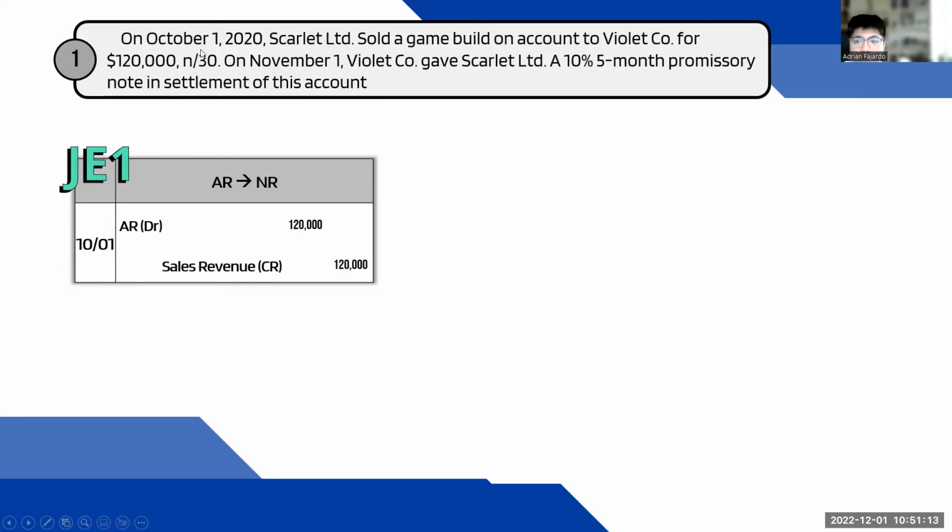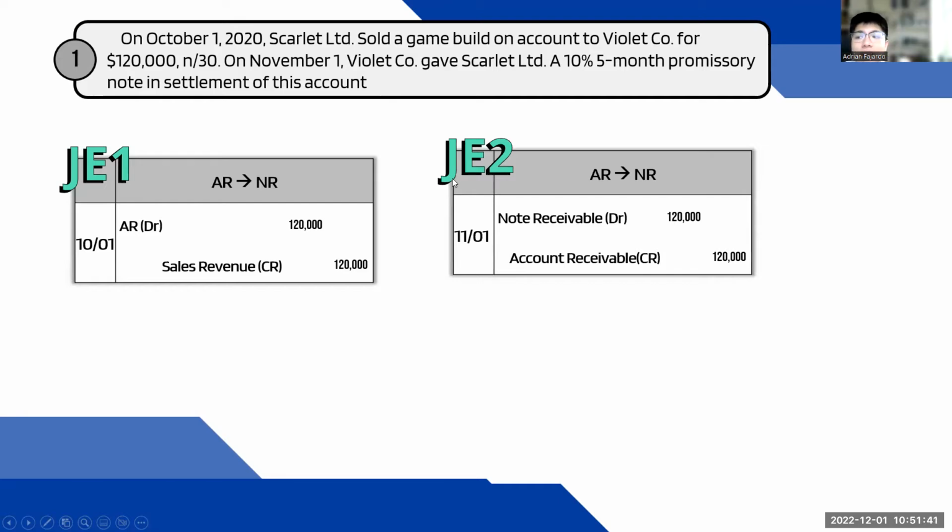But it also said na on November 1, Violet Co. gave Scarlett a 10% 5-month promissory note. Meaning, si Violet Co., hindi pala siya nakabayad ng AR. So now, nilipat from accounts receivable to notes receivable yung utang niya because they issued a promissory note. And in terms of the journal entry, when you transfer your AR to your notes receivable, it's a straightforward journal entry: debit notes receivable, credit accounts receivable.